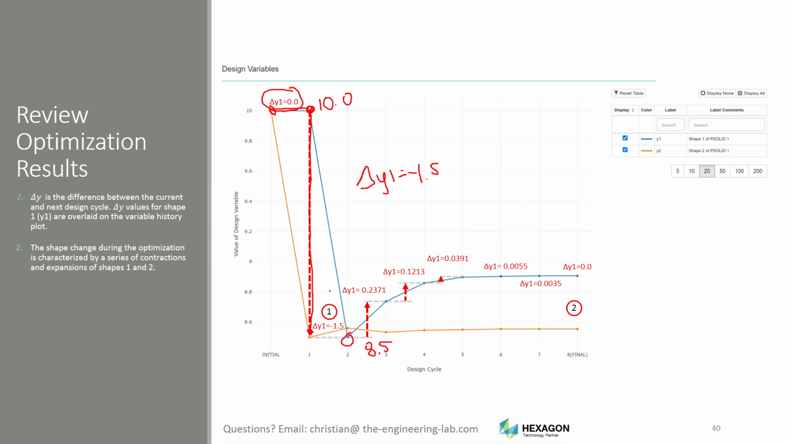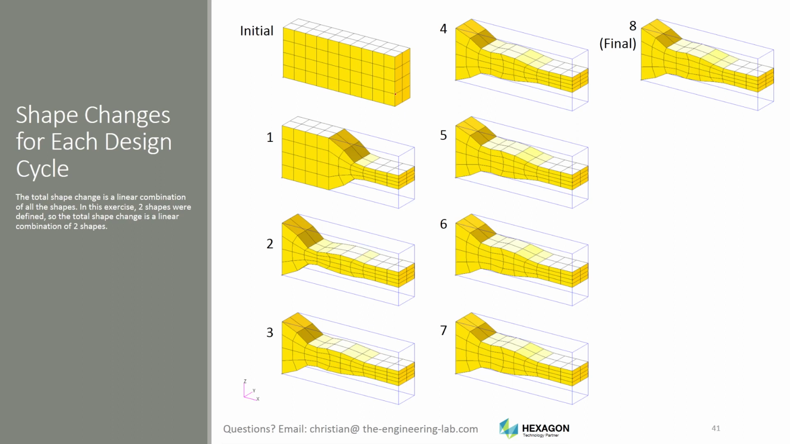So this is how you interpret the design variables. Look at the deltas. Look at the differences between design cycles. This is going to tell you if you've expanded or contracted the shape. Negative differences mean you've contracted the shape. Positive differences mean you're expanding the shape. And I think on this slide, I showed you what the total shape looks like from design cycle to design cycle. So here for shape 2, we've contracted the shape. For design cycle 2, we've contracted the first shape. And then after that, it's a combination of expanding and contraction for shapes 1 and 2.